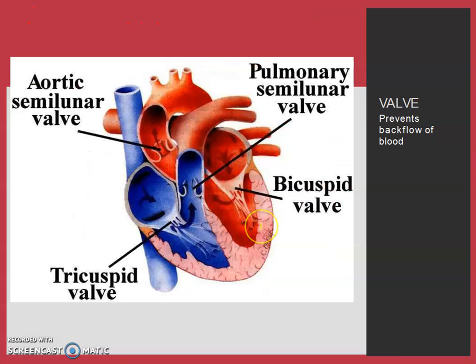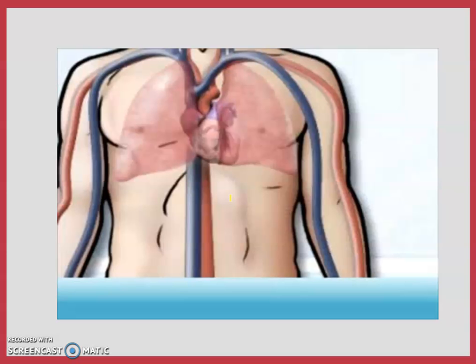Now the valves. They help in stopping the blood, or they help in controlling the amount of blood that is flowing. There are various valves: the tricuspid valve between the right atrium and the ventricle, the bicuspid valve between the left atrium and ventricle, the pulmonary semilunar valve from the ventricle to the pulmonary artery, and the aortic semilunar valve from the ventricle to the aorta. So these are the valves which control the flow of blood.